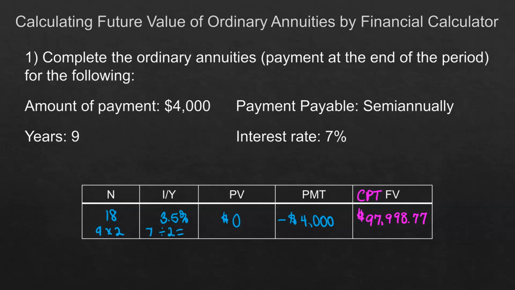Now that's a pretty good payment there. Basically, in a year's time you're putting in $4,000 two times each year, or $8,000.